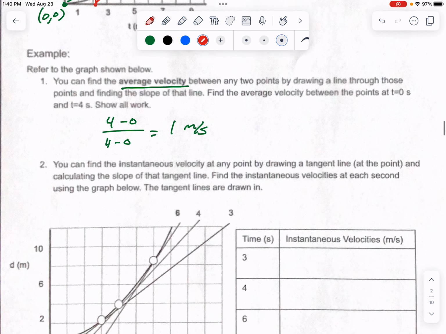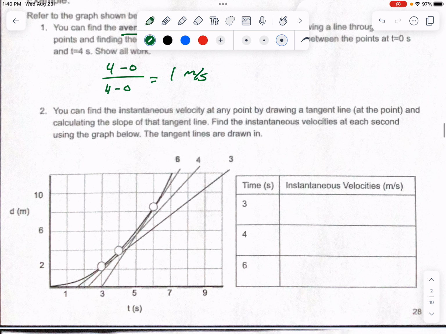So if we go down here to this next one, okay, the lines could have been a little better. I'm only going to do the 6 second one on here because 4 and 3 just kind of aren't that good, and you kind of get some problems on there. So this 6 seconds, that's the velocity we're looking for. I'm looking at this line right here. Okay, I'm going to try to find 2 clean points on this line.